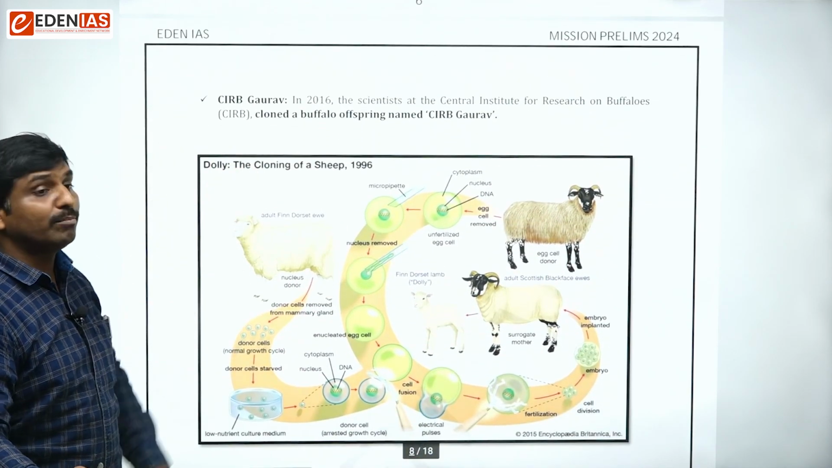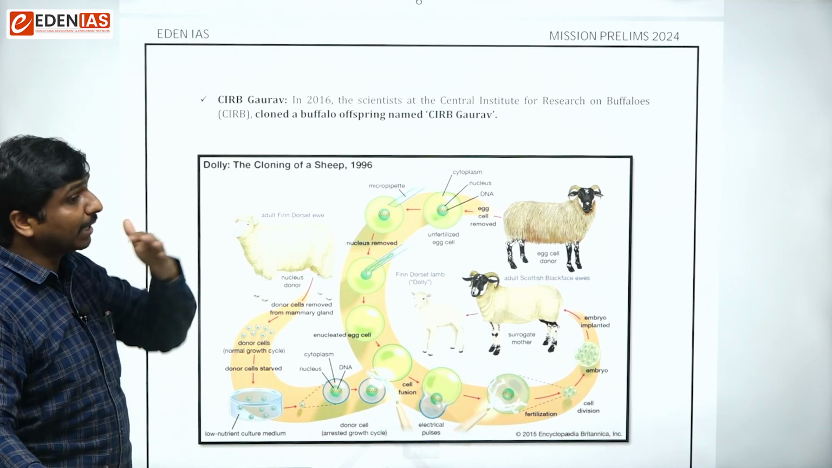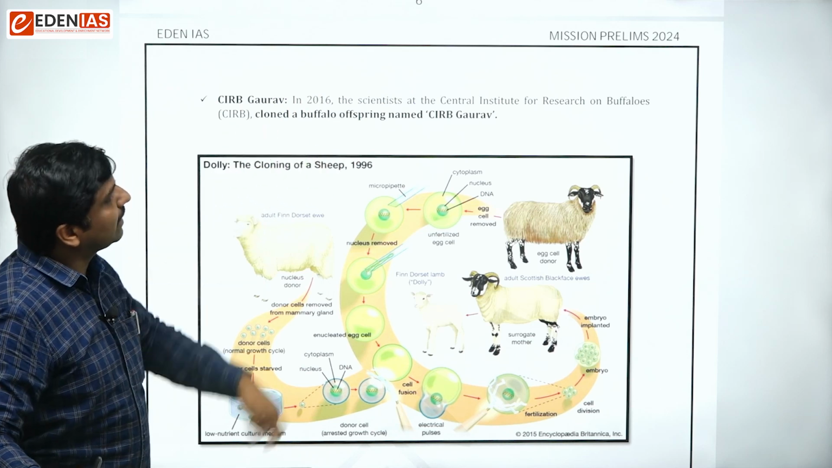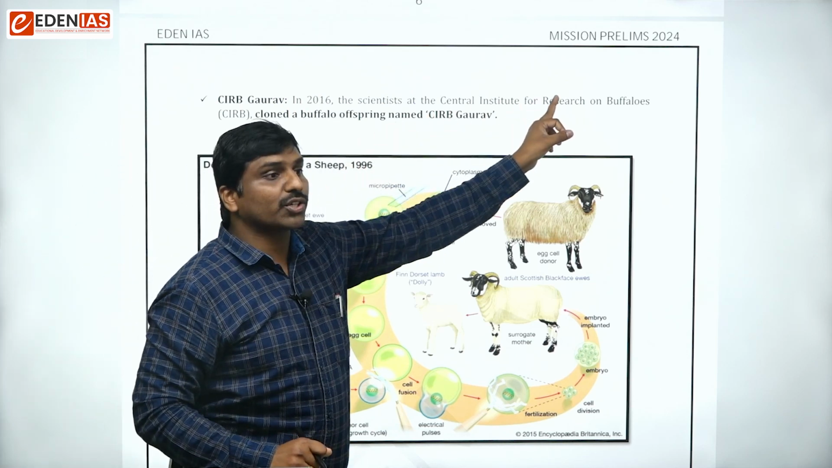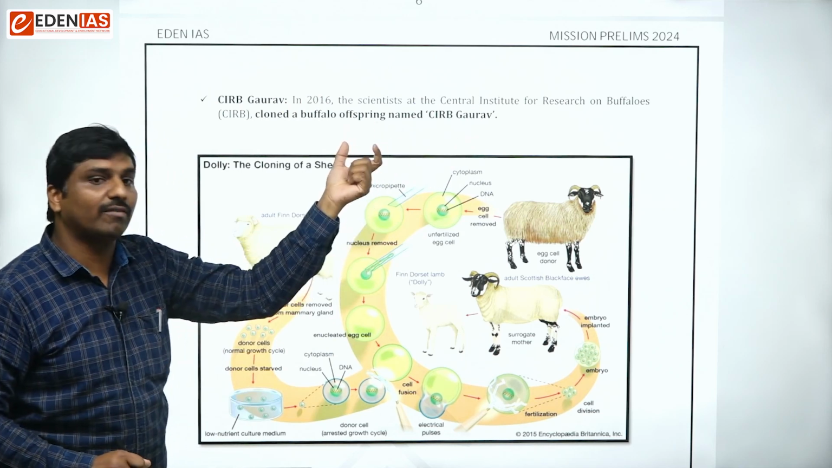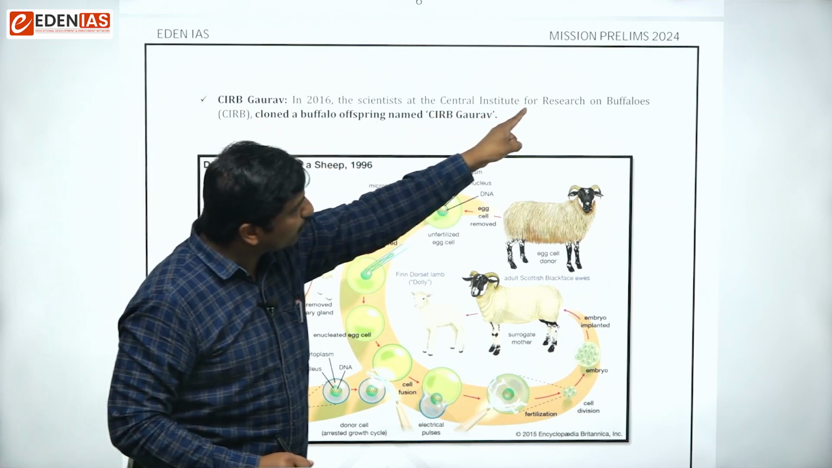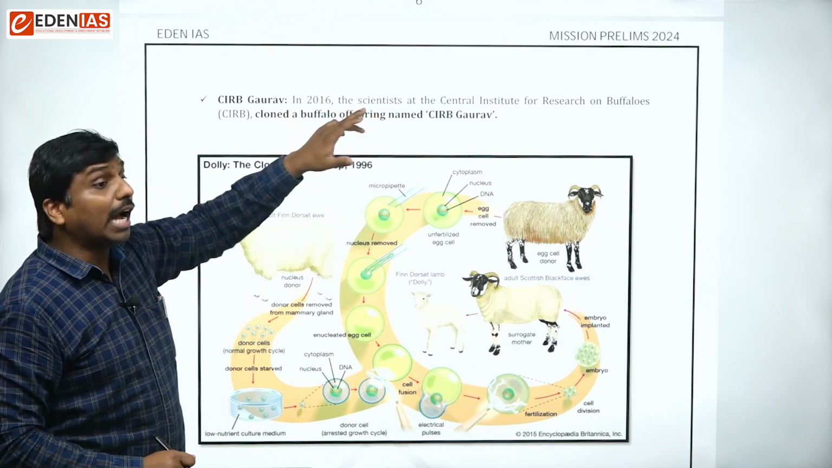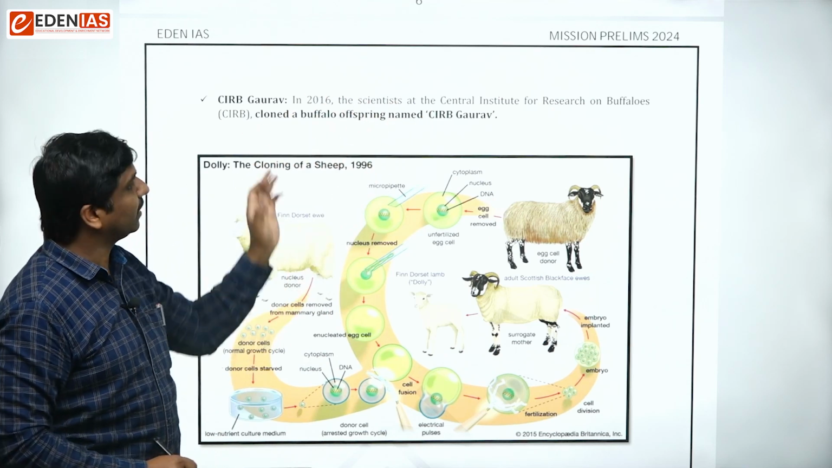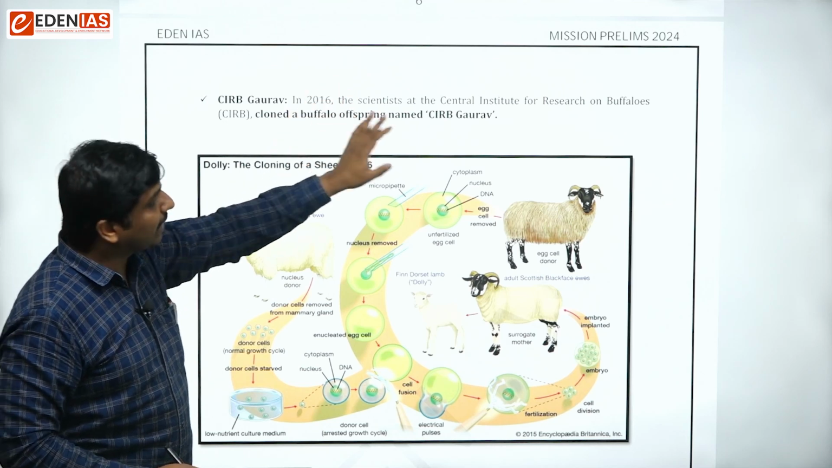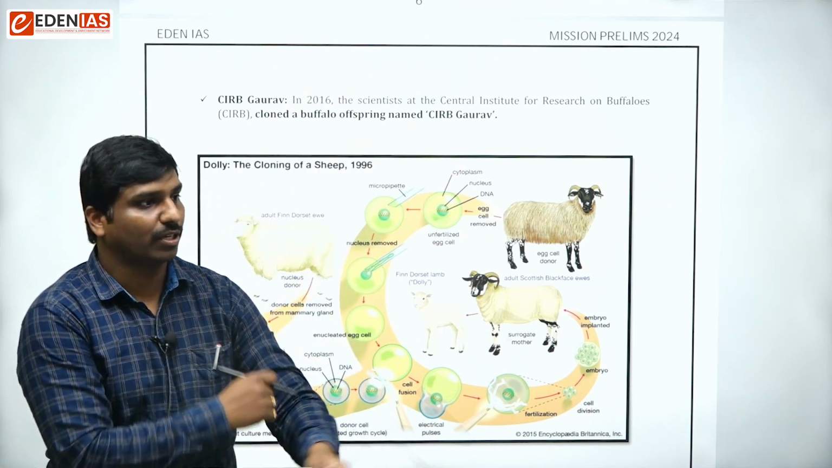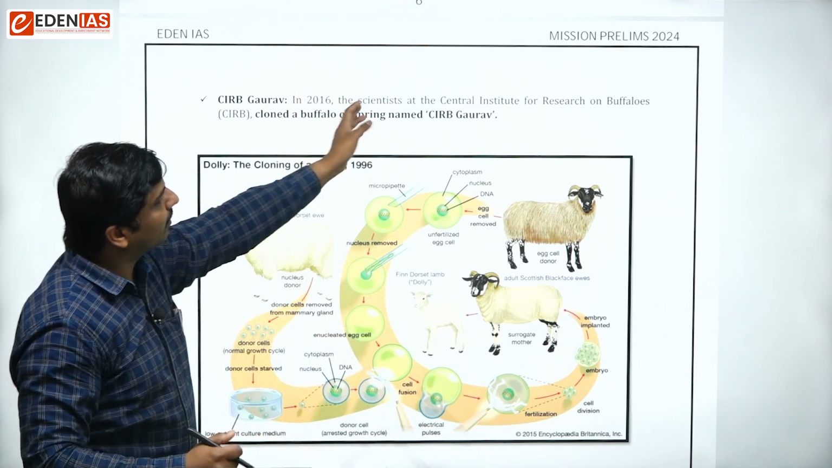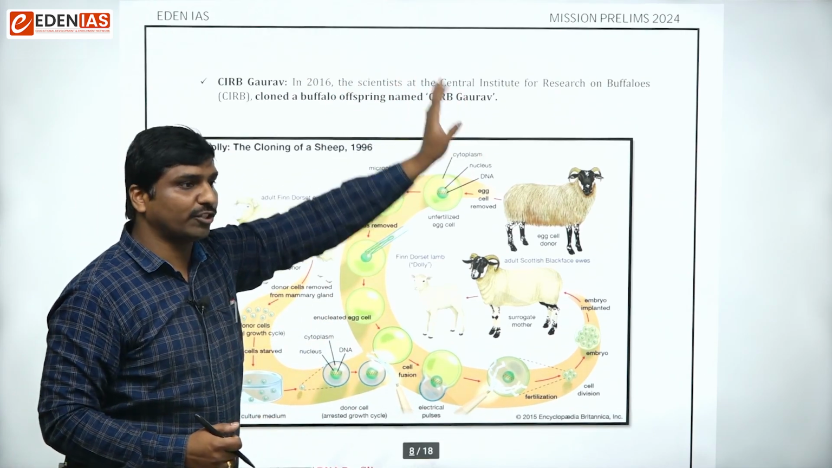Then another important achievement is Serb Gaurav. Serb is the acronym for Central Institute for Research on Buffaloes. This institute developed another buffalo offspring, named Serb Gaurav, specifically using their institute name. This is another achievement that we have made.